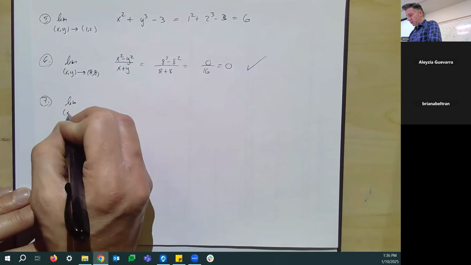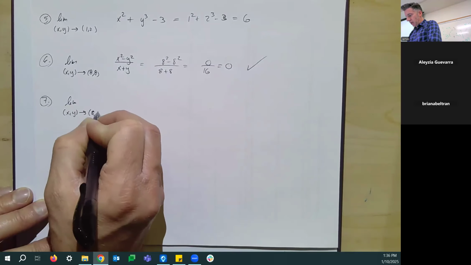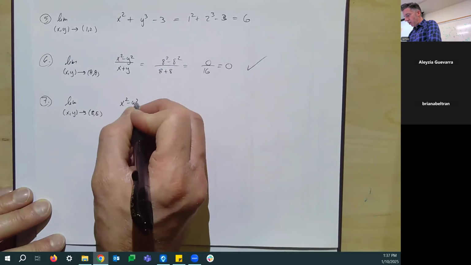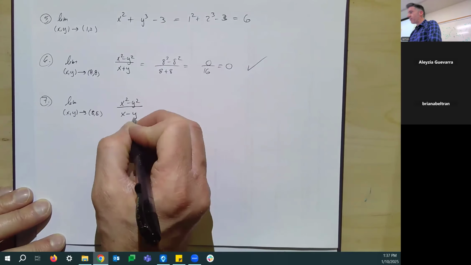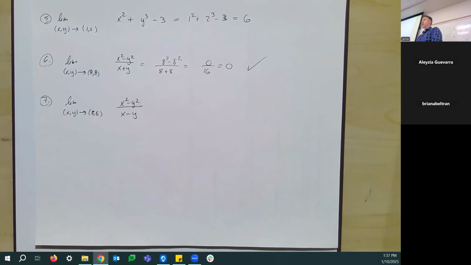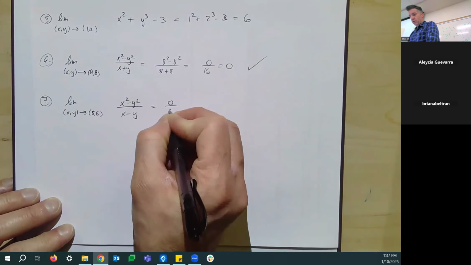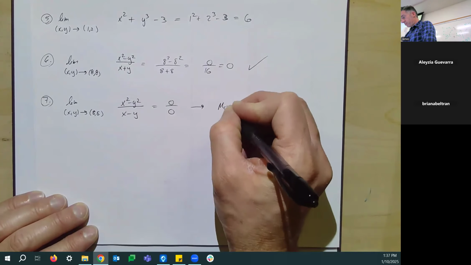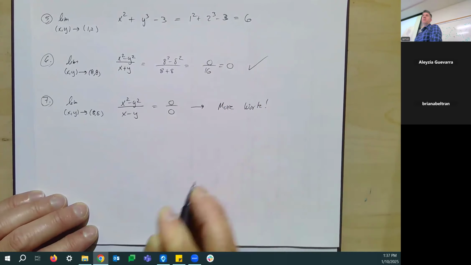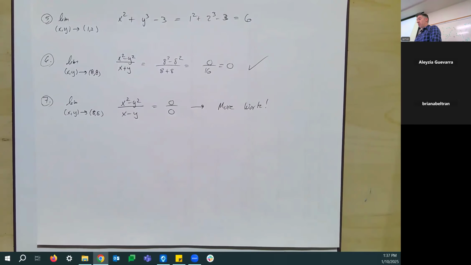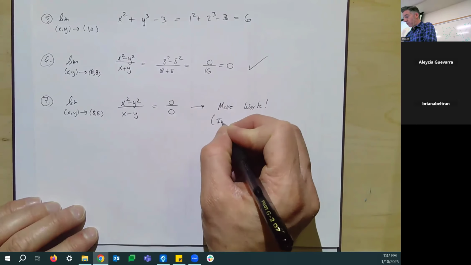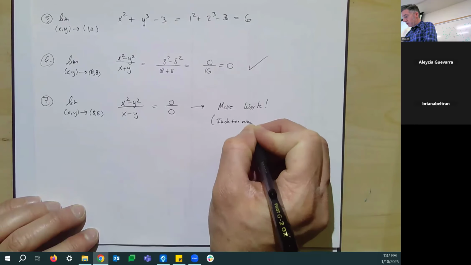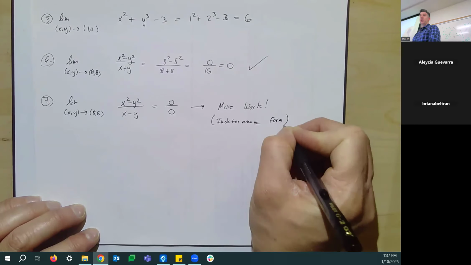Now we'll change it up. Do the limit as x, y approaches 8 of x squared minus y squared over x minus y. In this case, if we plug in 8 for x and 8 for y, we're going to get 0 divided by 0. Which, as I've seen in the past, means you have to do more work. It could be anything, right? It's literally an indeterminate form, which means it could be any value.